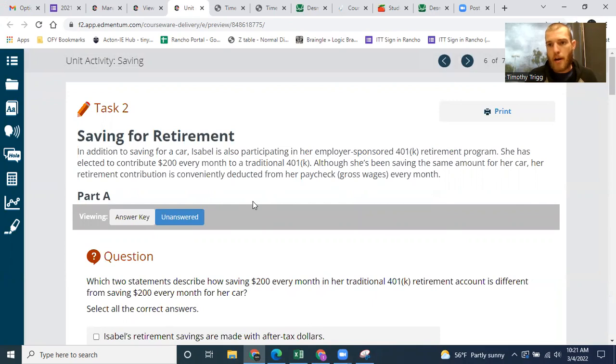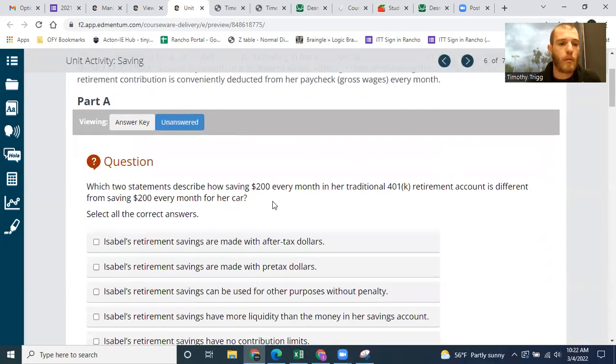So now we're going to be talking about retirement plans a little bit. In addition to saving for a car, Isabel is also participating in her employee-sponsored 401k retirement program. She has elected to contribute $200 every month to a traditional 401k. Although she's been saving the same amount for her car, her retirement contribution is conveniently deducted from her paycheck, her gross wages, every month. Which two statements describe how saving $200 every month in a traditional 401k retirement account is different from saving $200 every month for a car?